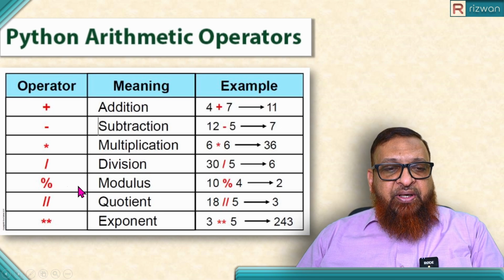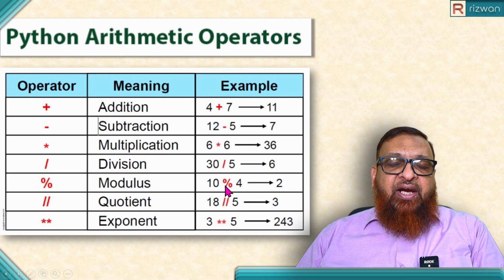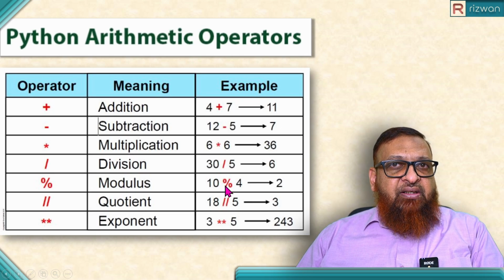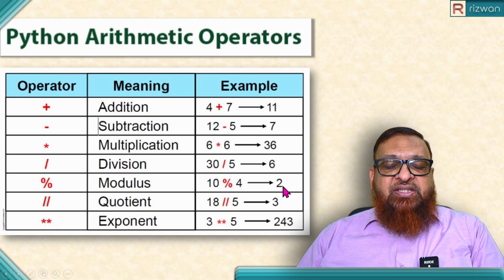Now here the percentage sign is the modulus operator. So 10 mod 4 means, when we divide 10 by 4, what is the remainder we are going to get? When you divide 10 by 4, we will get remainder 2. When we divide 5 by 3, what is the remainder? It is 2. Similarly, 10 divided by 2, what is the remainder? 0, right? 10 mod 2 means you will get 0 remainder. So here 10 mod 4 means we are going to get 2 as the remainder.